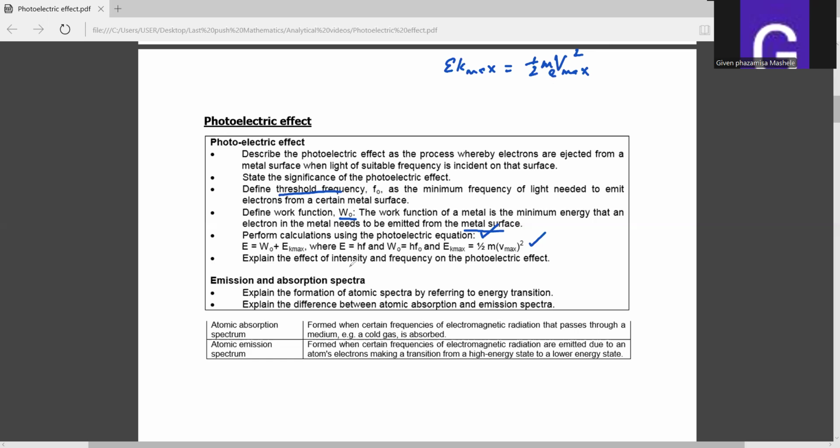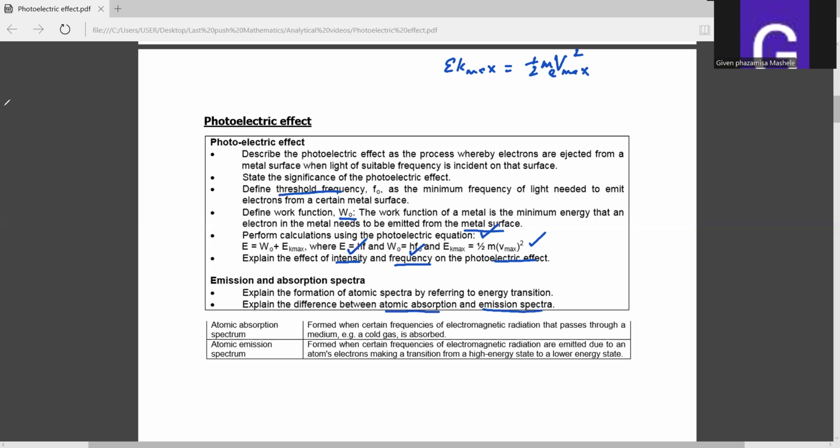Lastly, you need to familiarize yourself with the effect of intensity and frequency on the energy of a photon. We went through frequency. Now we went through the intensity or brightness. Brightness affects the number of photoelectrons per unit time and also the current. Lastly, we need to differentiate between atomic absorption and emission spectra.